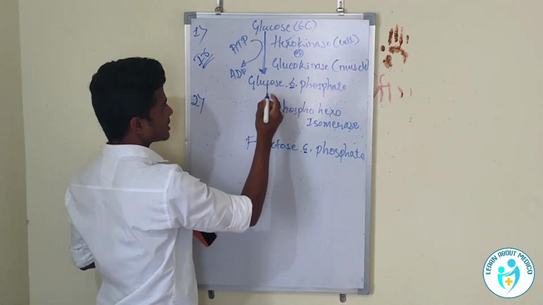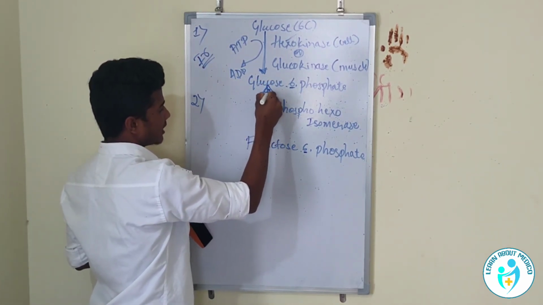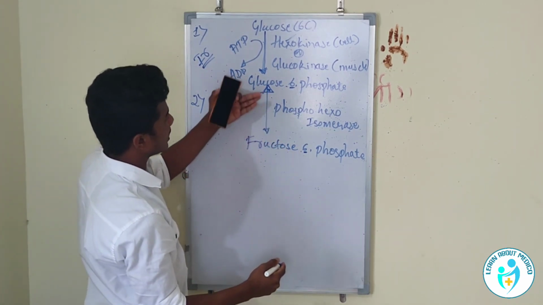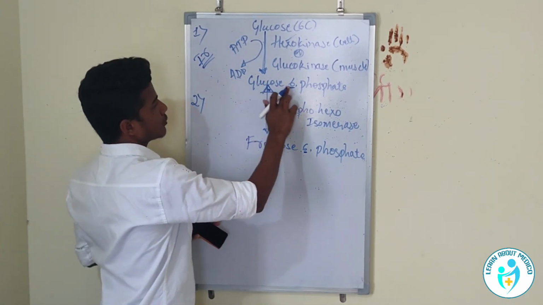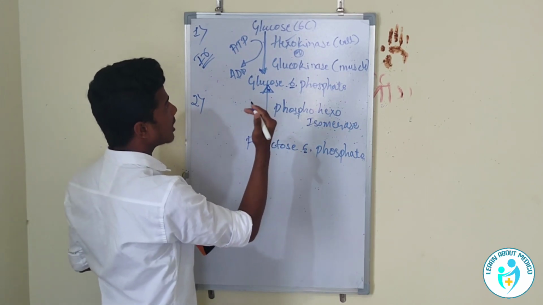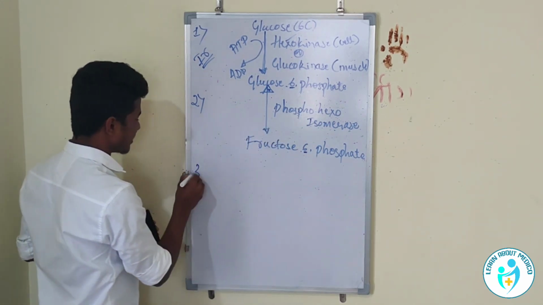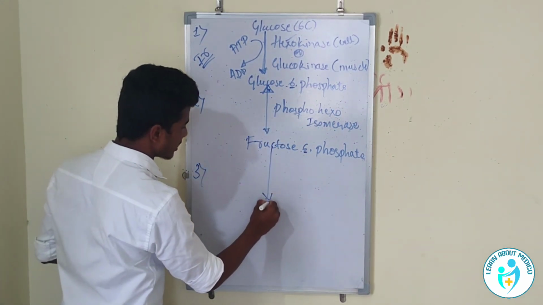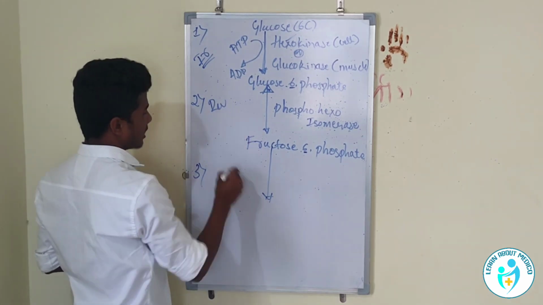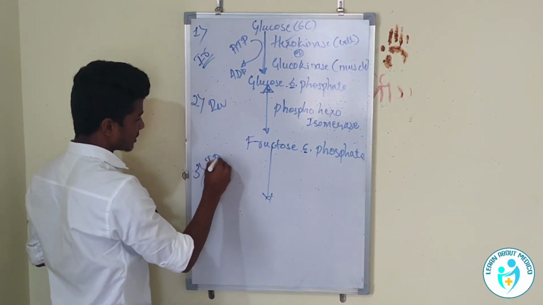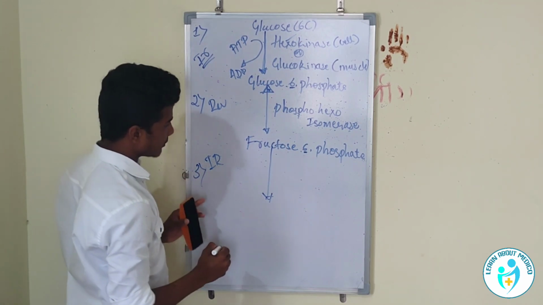Okay, the second step is reversible. Fructose 6 phosphate can again be converted into glucose 6 phosphate. This is the reversible step. And the third step is irreversible.